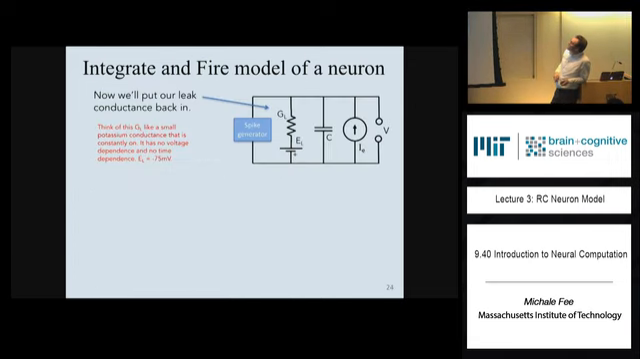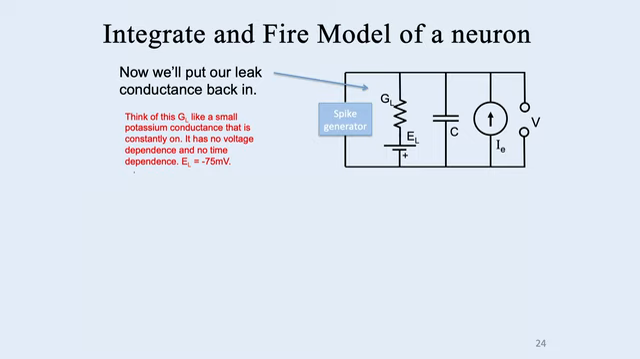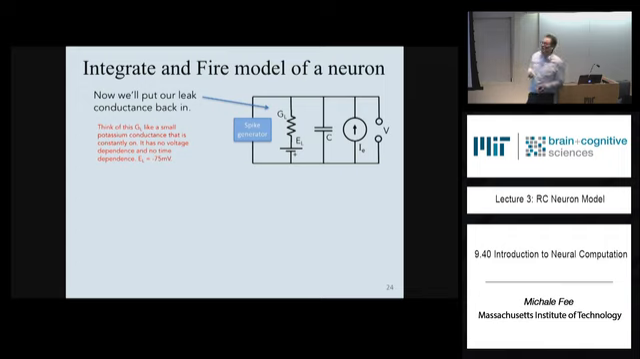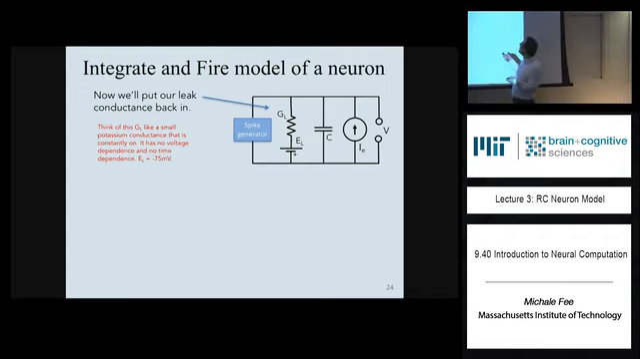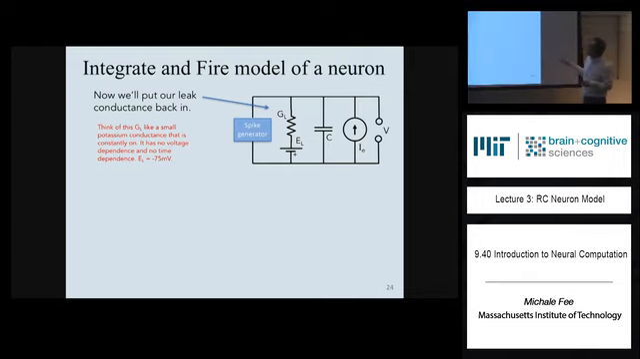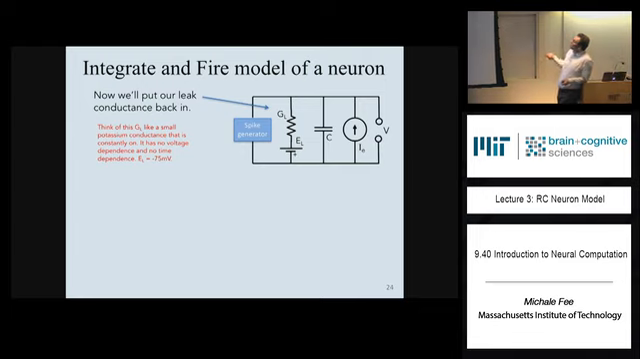All right. Now, let's add our leak conductance back in. We're going to think of this leak conductance as a potassium conductance. I'm going to call it G leak because I'm going to use something like that later in the Hodgkin-Huxley model. But you should think about it just as a potassium conductance.